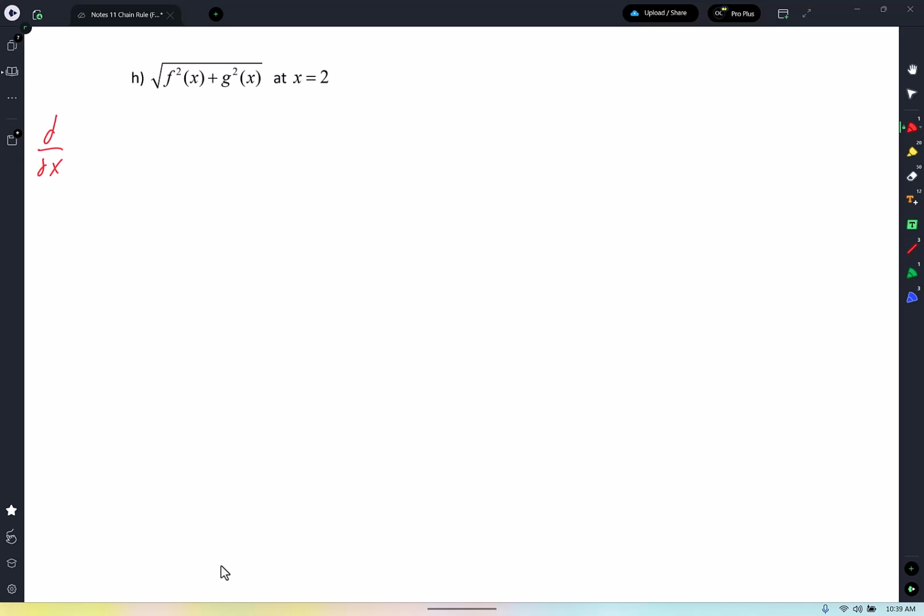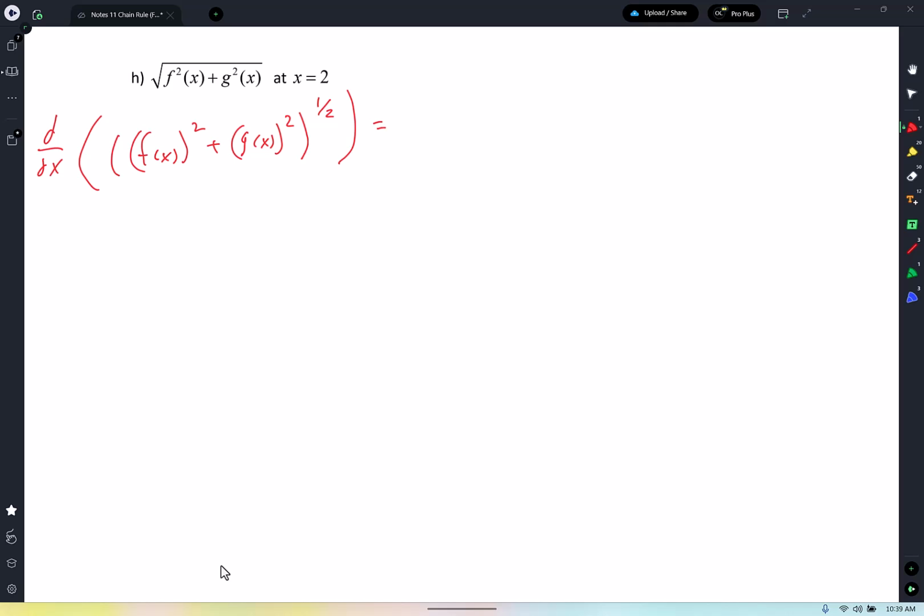d/dx, giant parenthesis. Let's rewrite it already. Another parenthesis, f of x close it squared plus g of x close it squared, close it to the 1/2 power. The f of x squared plus g of x squared is inside the parenthesis of the 1/2. Are we okay? Okay, here we go.